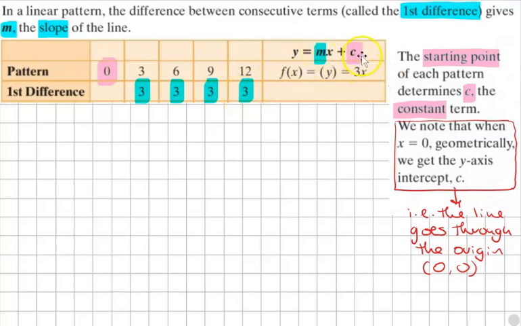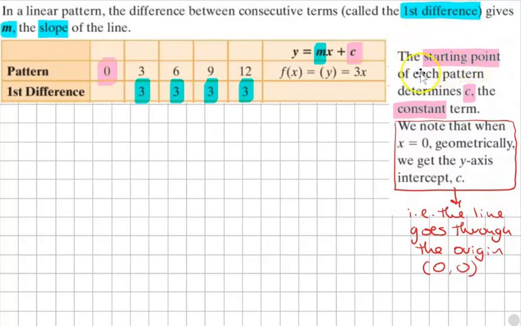So it's going to be mx. And the plus c is going to be 0. So that's the starting point of our pattern, which is 0. So we don't bother saying 3x + 0, we just say 3x. And the 0 is also going to be the y-intercept. So if we draw this pattern in graphically, the line will cross at the origin, (0, 0).